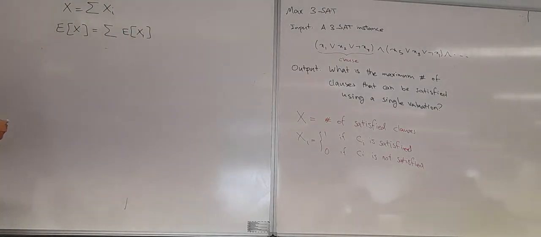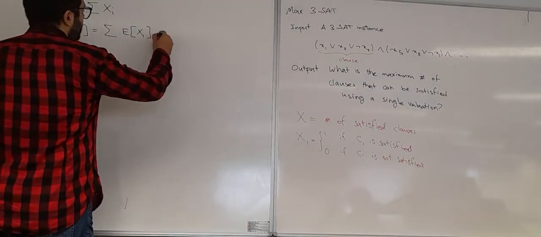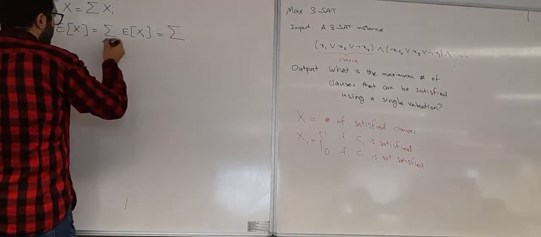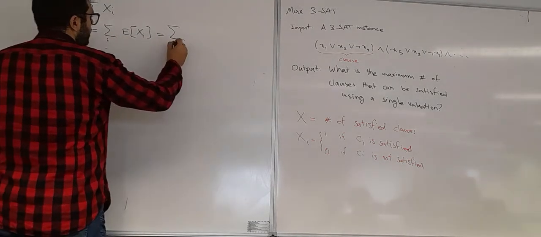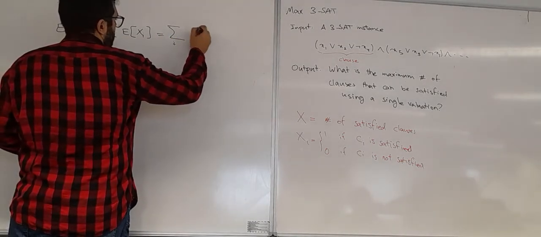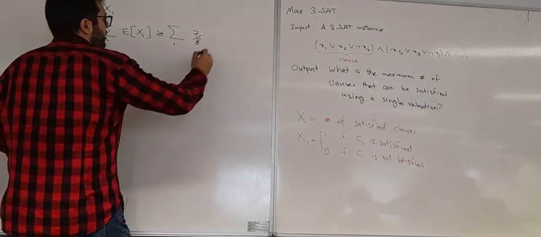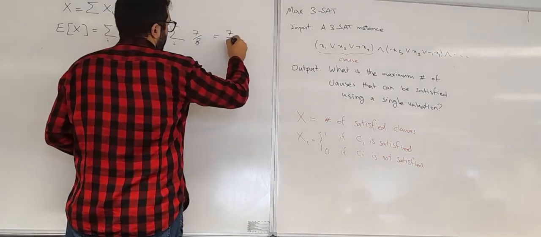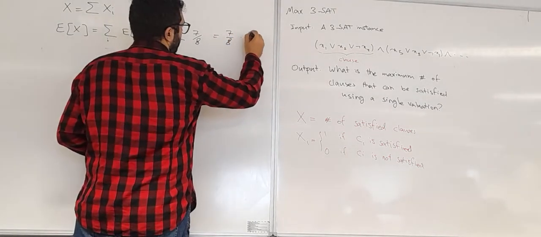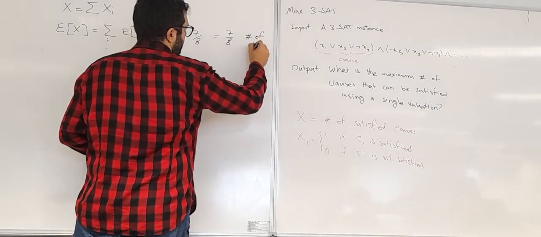Okay? So then the expected value is the sum over all clauses, which is at least the sum of 7/8, which is basically 7/8 times the number of clauses.